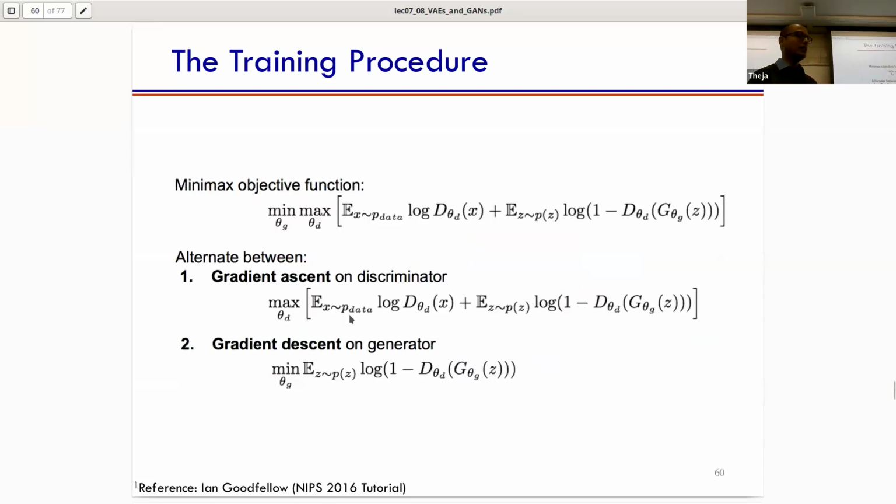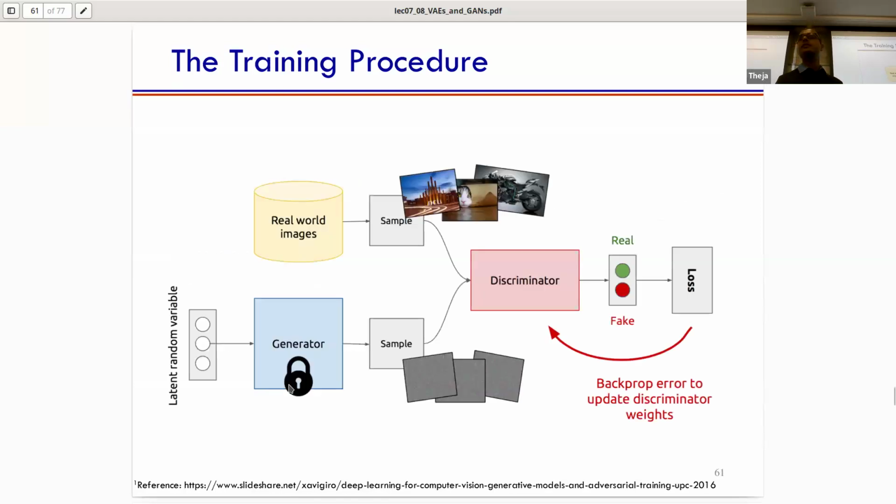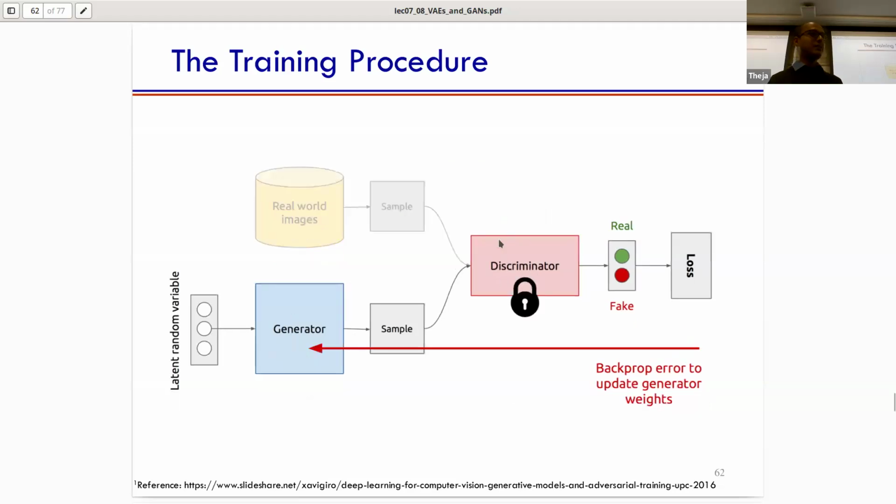We want to update the parameters. Remember, we can do a forward pass, find the gradient of the loss with respect to the parameters, and update our parameters. Same thing with the generator: we do the forward pass, find the loss, take the gradient of the loss with respect to the parameters, and update the parameters. One is an ascent, one is a descent. That's the only difference, and that's shown pictorially here. When we're updating the parameters of the discriminator, the generator parameters are fixed. When we're updating the parameters of the generator, the discriminator parameters are fixed. That's all.